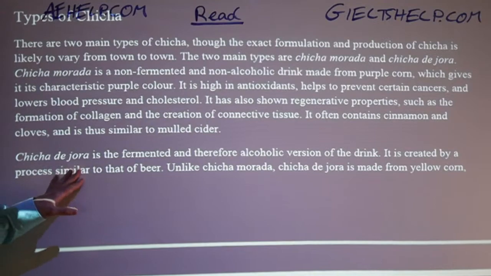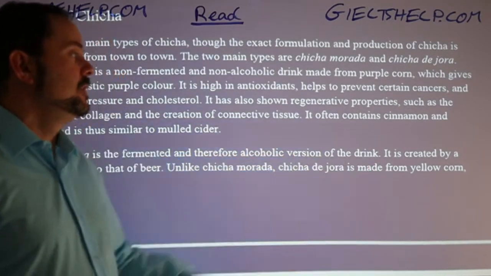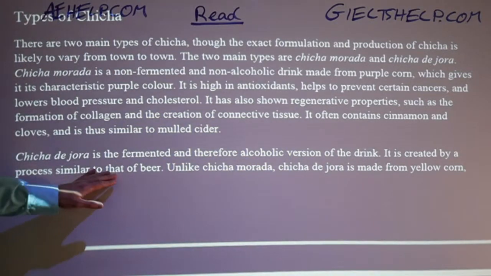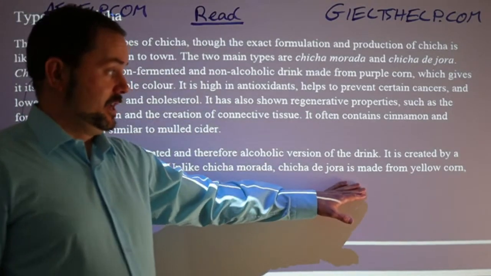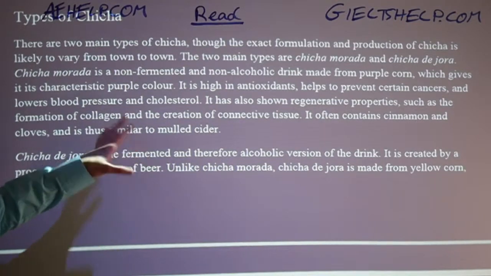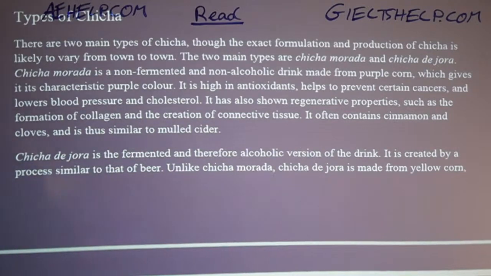Chica de Jora is the fermented and therefore alcoholic version of the drink. It is created by a process similar to that of beer. Unlike Chica Morada, Chica de Jora is made from yellow corn. Okay, so visualize, keep in mind, purple corn versus yellow corn. Okay.